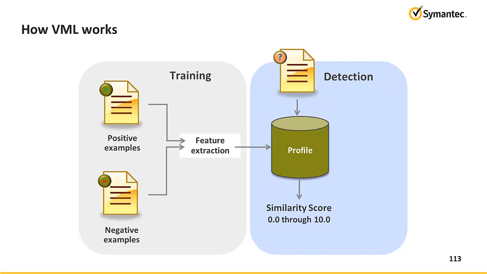DCM and EDM detection results in matches, while IDM detection results in percentage matches. For VML, however, the detection output is the similarity score that ranges from 0 to 10. If the document is similar to positive example documents, then an incident is created.